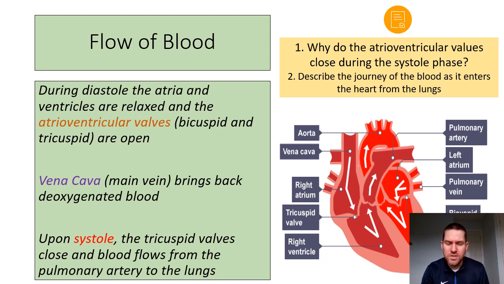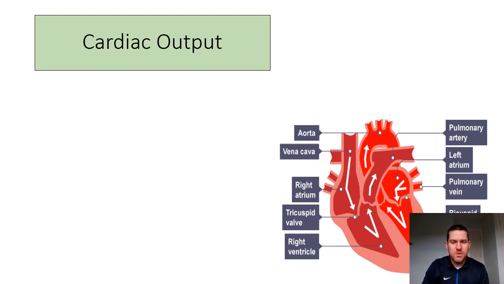You may get a question in the exam which asks you to describe the pathway of either the oxygenated blood or the deoxygenated blood through that cardiac cycle. So let's finally look at the cardiac output, this key term, before we start to look at some practice exam questions to finish up this topic for today.